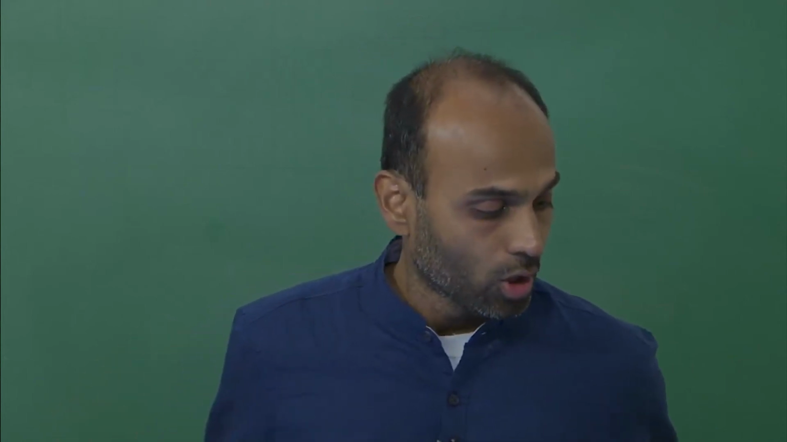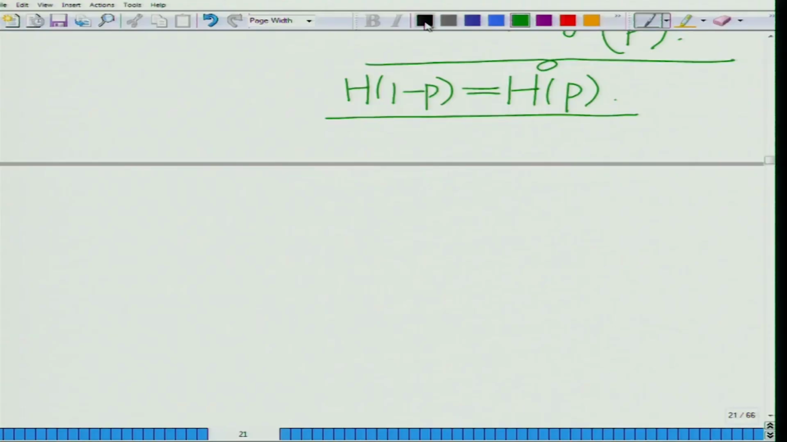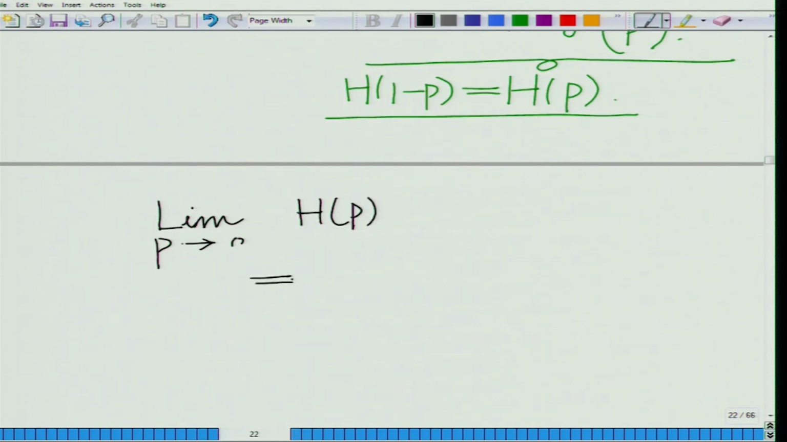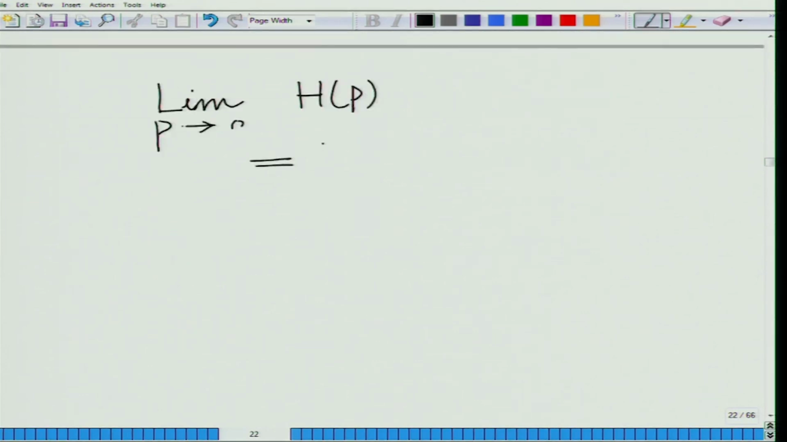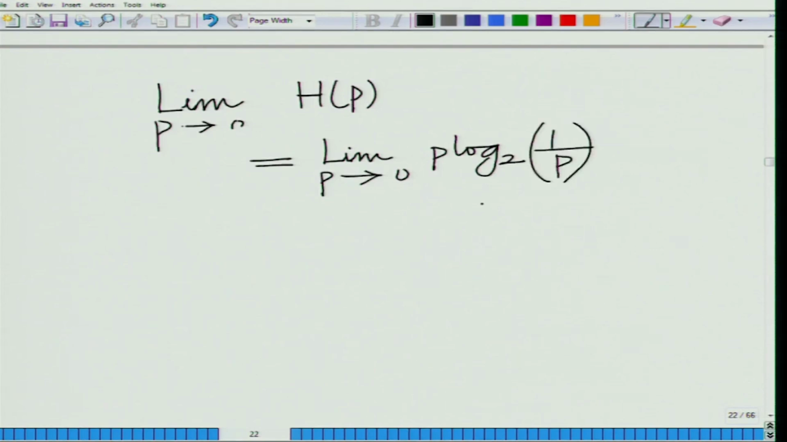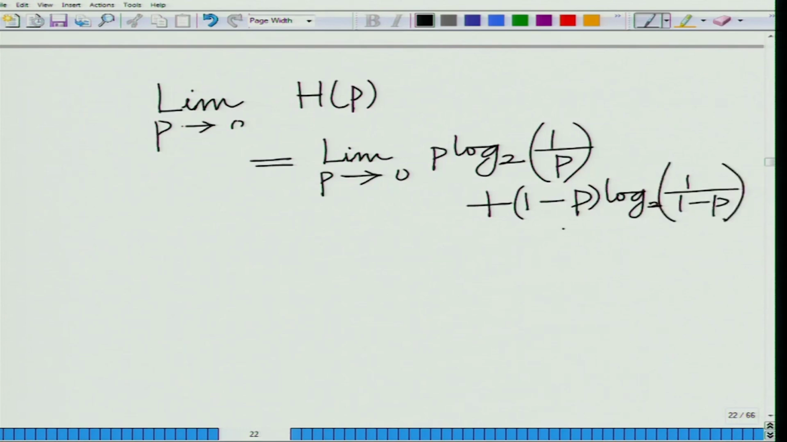Okay, now also observe that limit P tending to 0 of H of P, this is equal to, well, limit P tending to 0 of P log to the base 2 1 over P plus 1 minus P log to the base 2 1 over 1 minus P.